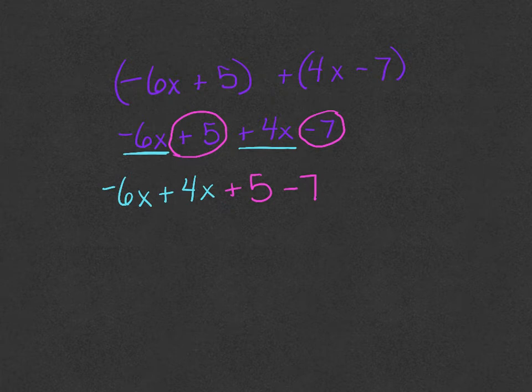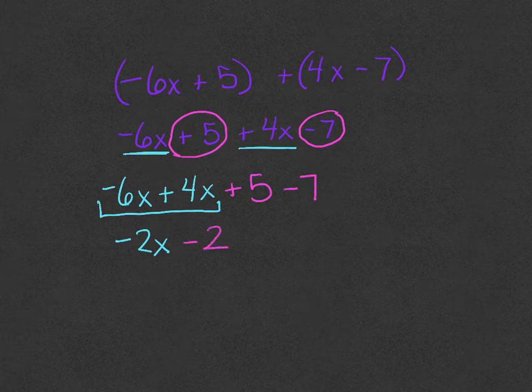Now I'm going to combine my terms now that they're next to each other. So I have negative 6x plus 4x. That's negative 2x. Then I have 5 minus 7, or positive 5 plus a negative 7. So that would be minus 2 or a negative 2. And that's my final answer.